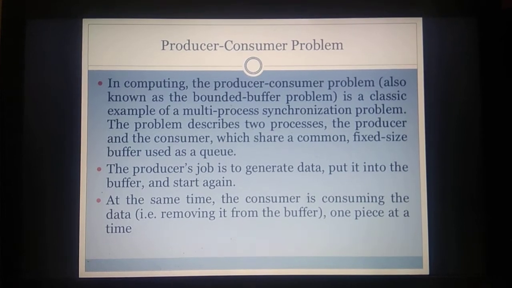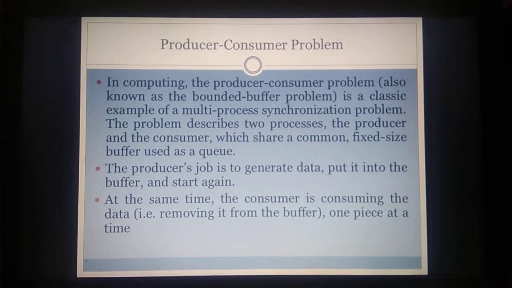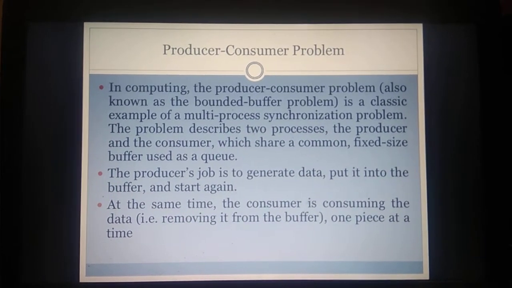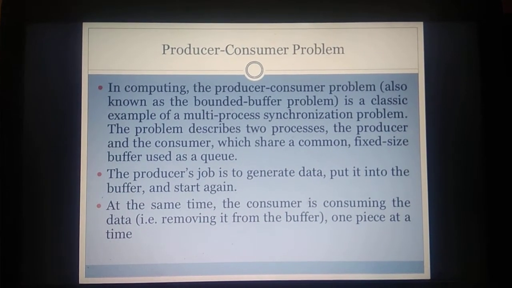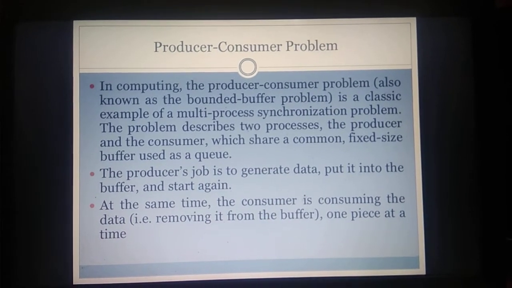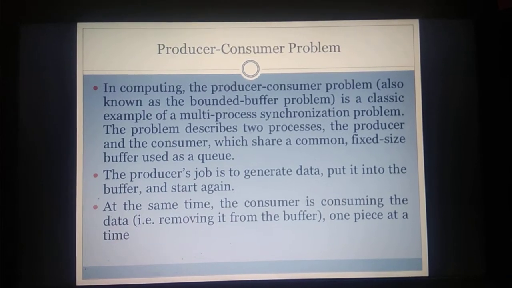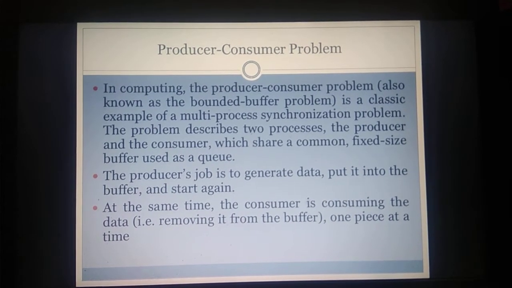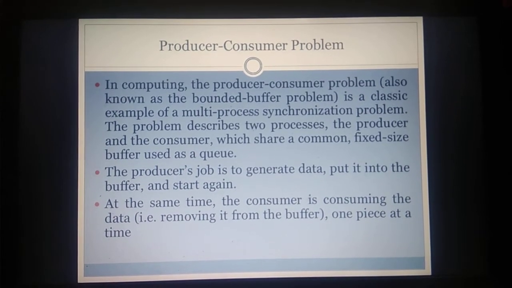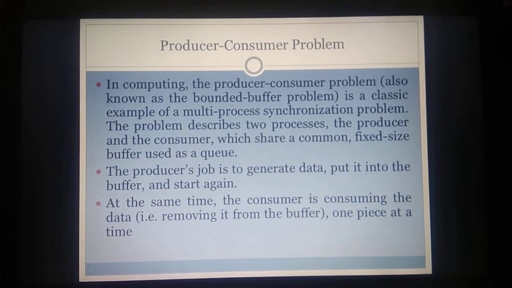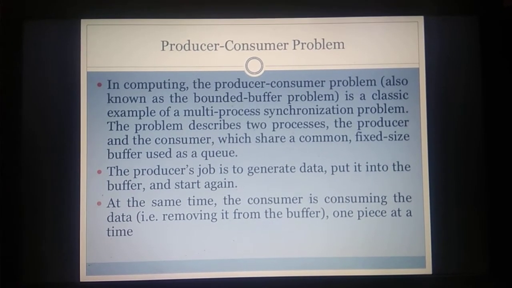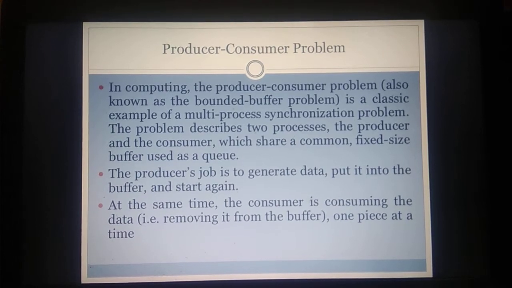The producer-consumer problem is also known as the bounded buffer problem. It's an example of a multiprocess synchronization problem. Multiprocess synchronization problem means we have to hold multiple threads for a certain time. Here we are holding two different threads, one is the producer thread, another one is the consumer thread, and it has two processes, producer and consumer, which share a common fixed-size buffer used as a queue.